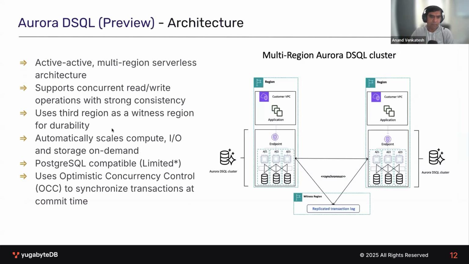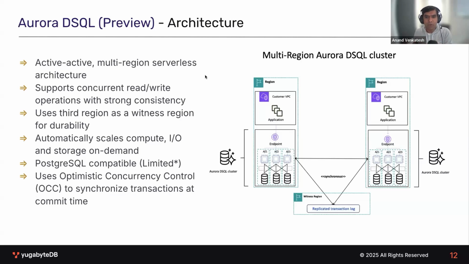Now let's look at Aurora DSQL architecture. This is a serverless distributed SQL offering announced by Amazon recently at re:Invent. It is in a preview launch currently. This is Amazon's first attempt to offer a true distributed database across regions with auto scaling and high availability. It provides an active cluster across multi-region.